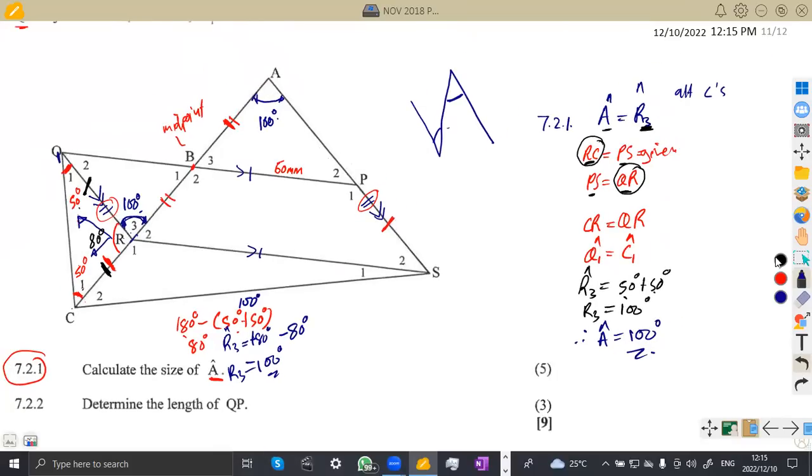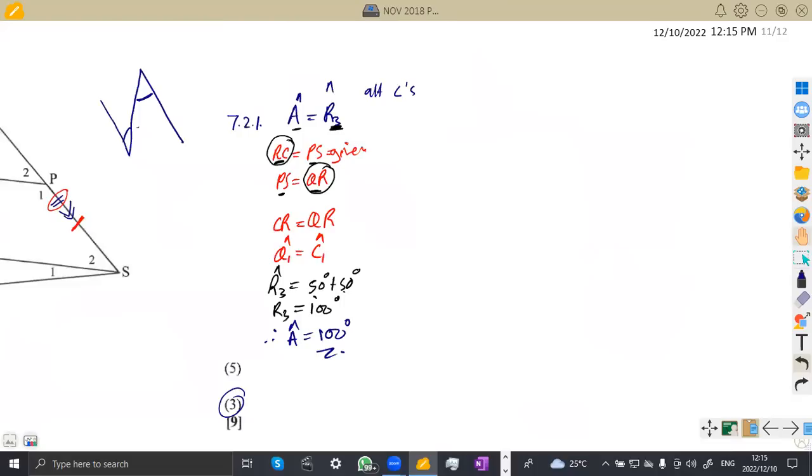On 7.22, we are now asked to determine the length of QP, and that is 3 marks. Q to P, where do we have QP? This is QP here. All right, we need the length of QP. What do we have from Q to P? Let's see what we have from the previous concept. Okay, this is 7.22. Let's first write it down here.